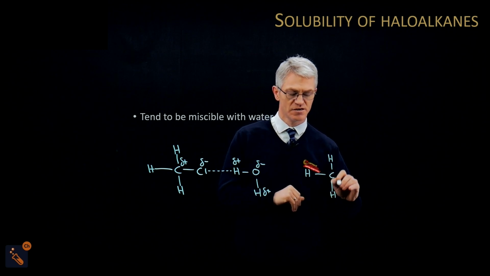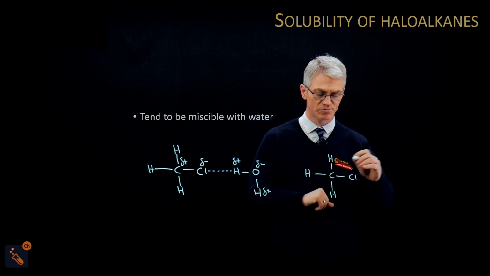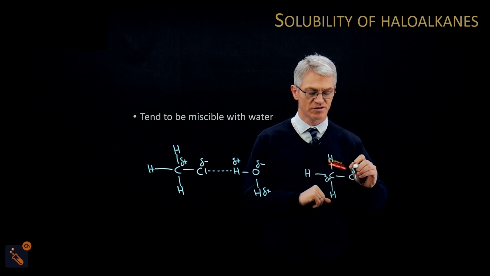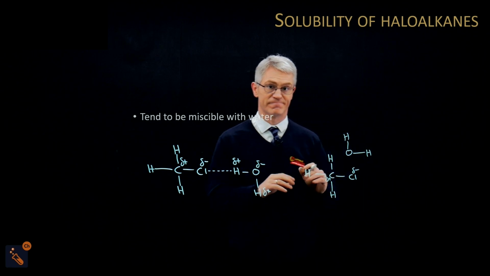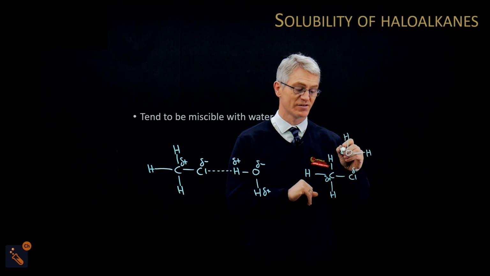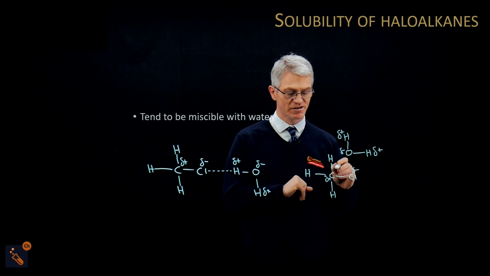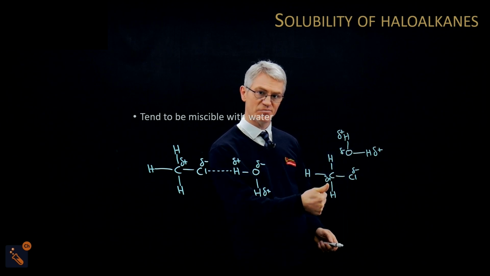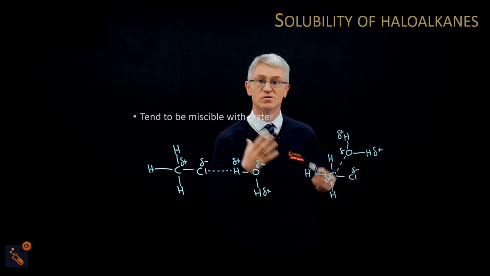you can see here, and people don't draw these normally like this, so it's really good to practice. If I put delta positive there, and I put delta negative there, and then I put the oxygen here. Now remember, the oxygen is delta negative, and so you're going to get attraction between that negative and that positive. So you've got a positive there, negative there, so you're going to get attraction. So that can cause them to be slightly miscible.